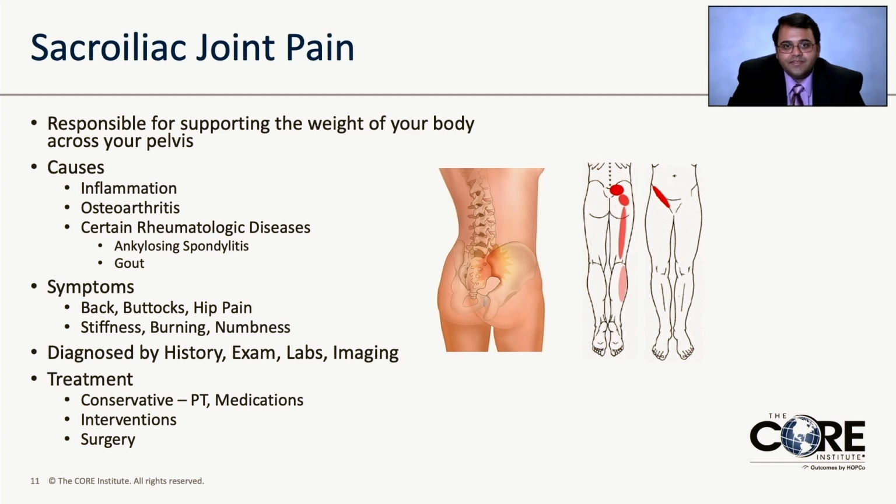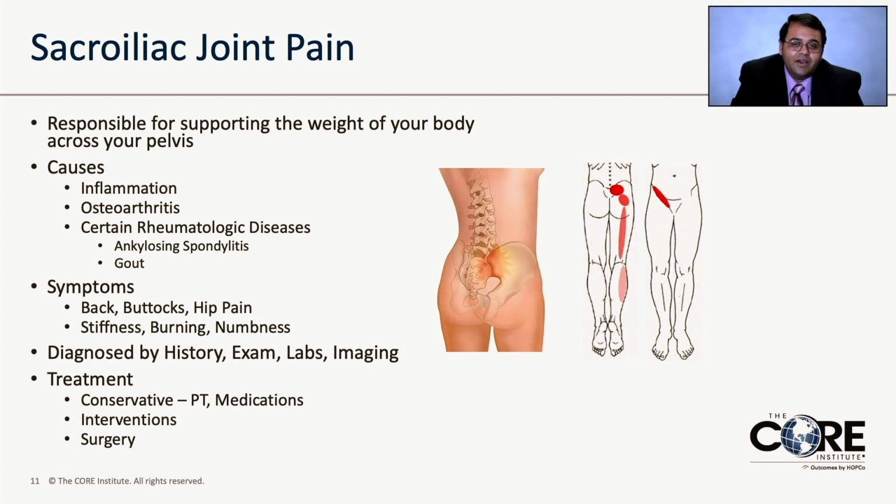Sacroiliac joint pain. So this is the connection between the spine, which is from the sacral area we saw in the bony anatomy, and your pelvis. And patients can have pain that originates in the low back, in that sacral area. It can go to the groin as well, especially if there's some instability. It can also radiate down into the back of the thigh and the calf.